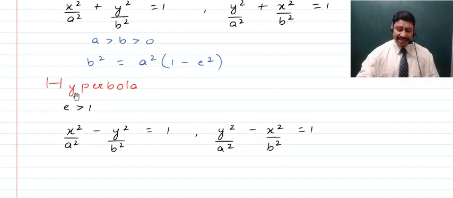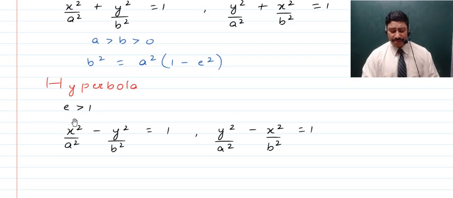Now next we talk about the hyperbola, whose eccentricity has already been discussed to be greater than 1. If we talk about its equations, if it's a horizontal hyperbola, then with x square there will be a positive sign, and if it's a vertical hyperbola, then with y square you will have a positive sign, right? In the first case, for a horizontal hyperbola, the equation will be x square upon a square minus y square upon b square is equal to 1. And for a vertical hyperbola, the equation will be y square upon a square minus x square upon b square is equal to 1.